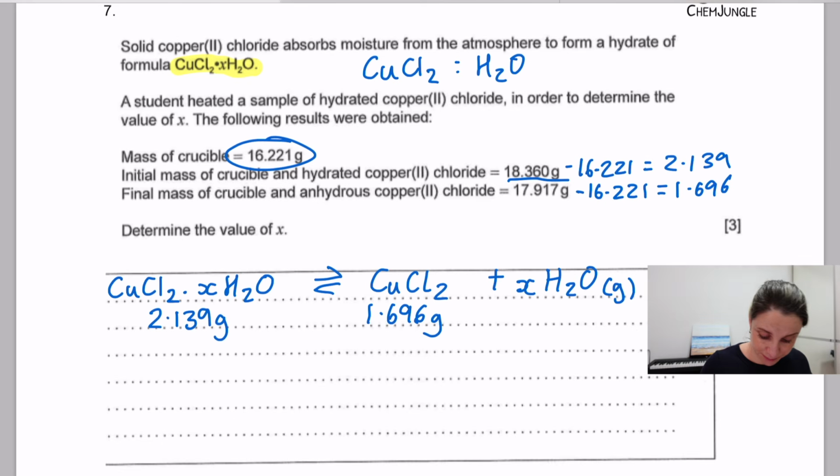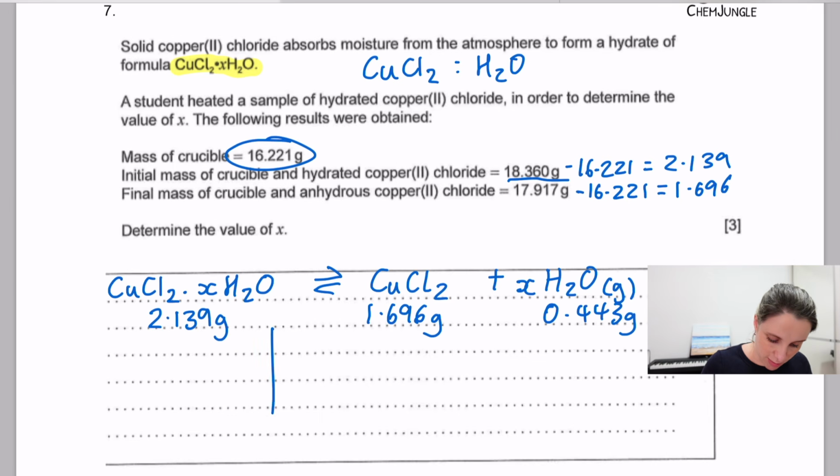So this is 1.696 grams. What's cool about this is because we have this thing called the conservation of mass, we can just do a subtraction because we know that whatever mass we started with has to be the mass at the end. So the water has to be 0.443 grams. So now you're at a point where you can do a similar calculation to your empirical formula calculation because you're doing the ratio of the copper chloride to the water.